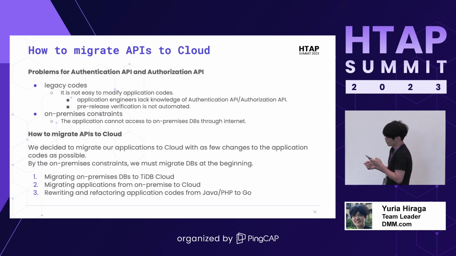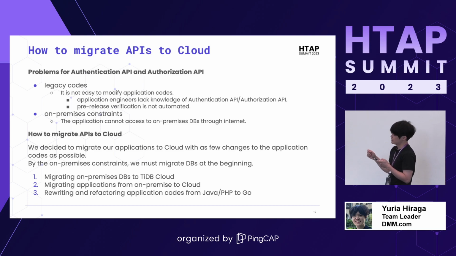The other is on-premise constraints. Our application cannot access on-premise databases through the internet. Considering these problems, we decided to migrate our application to cloud with as few changes to the application code as possible. By the on-premise constraints, we could only migrate databases at the beginning.